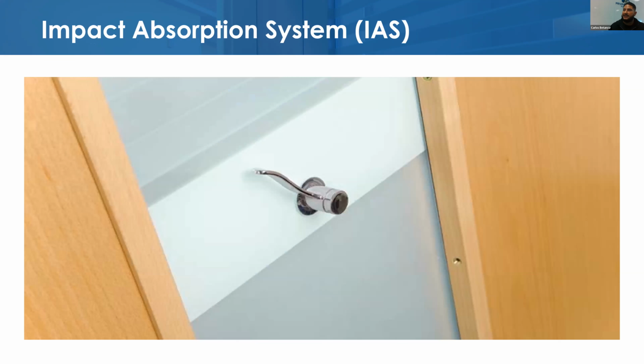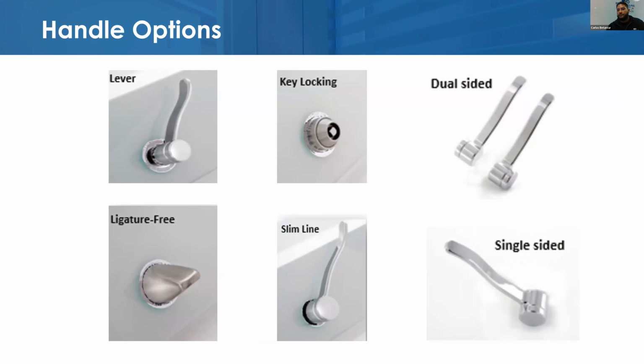Also included is an impact absorption system, or IAS. This acts kind of like a spring mechanism to catch that middle pane of glass from coming down. It's a smooth and quiet transition from open to close.